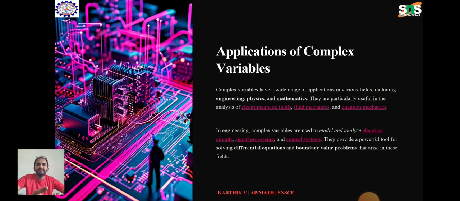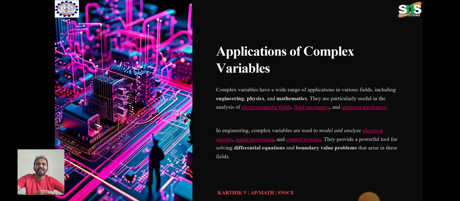Applications of complex variables. Complex variables find applications in various fields due to their versatility and analytical power. In physics, we use complex numbers in electromagnetism and quantum mechanics. In engineering, they are mostly used in control theory and signal processing. In mathematical analysis, we use complex analysis and conformal mapping. In mechanical engineering, we use them in vibrations and waves.